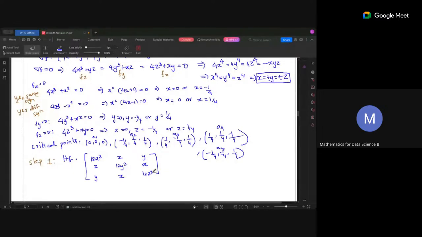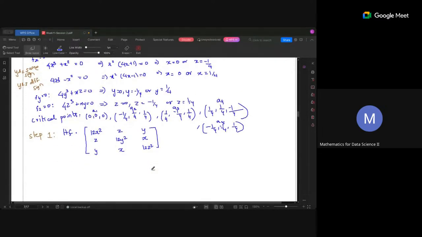Okay. So now we have to find the determinant at each of these points. Okay. Fine. Let's do it step by step. Step two. Calculate and tell me the determinant of HF of A at each of these points. What happens at zero? Zero. So if it is zero, what can you say? For A1? Yeah. The test is inconclusive.